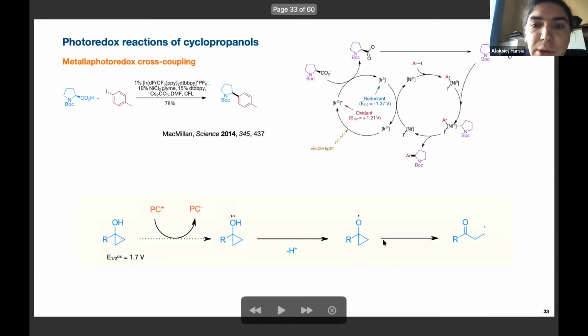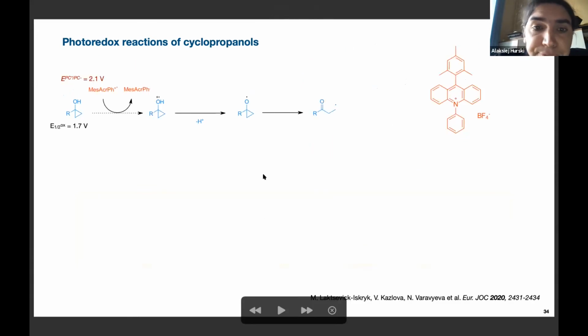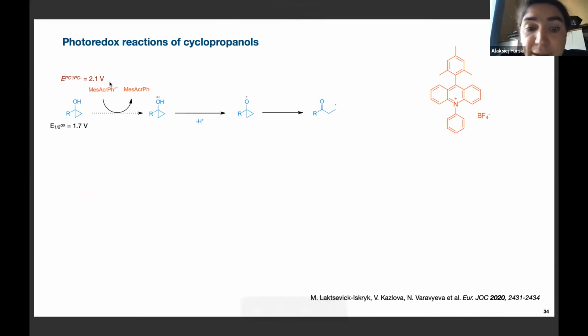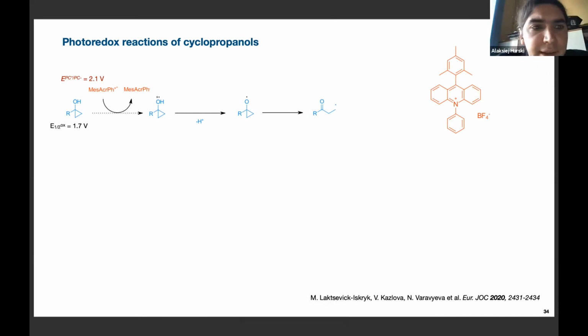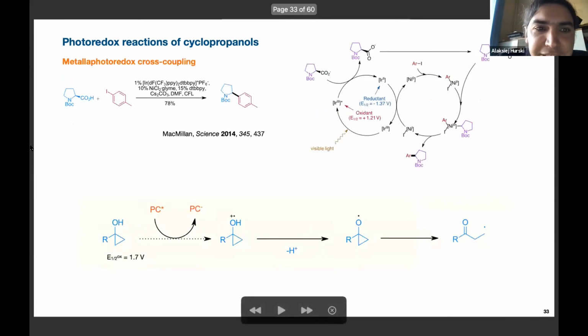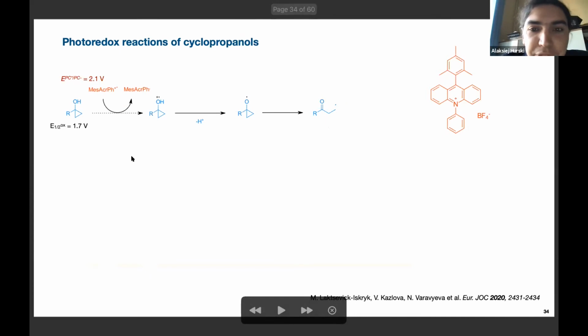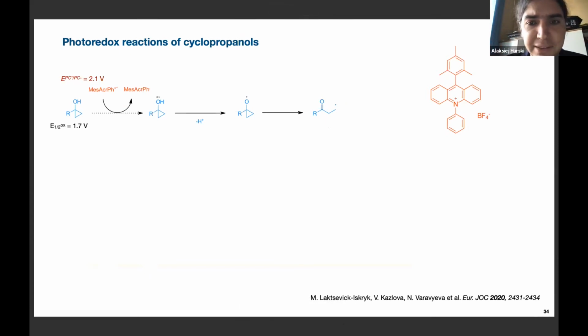Okay, iridium cannot. But we started to wonder what other catalyst can be used to oxidize this cyclopropanol, and we found that acridinium catalysts are very powerful oxidants in the photoexcited state. It can oxidize cyclopropanol to the radical cation, which can further undergo isomerization to a beta-keto radical. It was great, but it couldn't catalyze the cross-coupling between cyclopropanol and aryl halide. The acridinium catalyst couldn't do this, but we bore in mind that we needed that reaction.